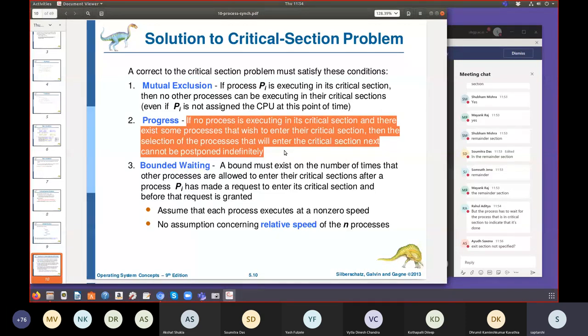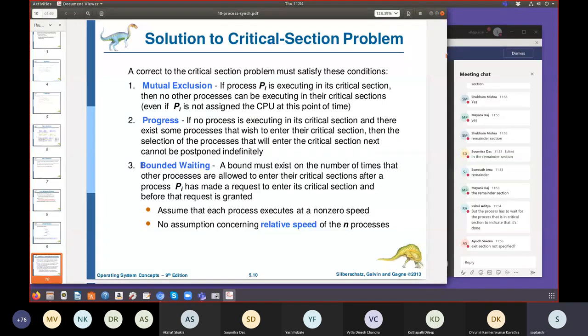While writing the code, the coder forgot to indicate that it is done with its critical section. Then this process is not in the critical section, but because it has not notified that it is done, others also cannot enter the critical section indefinitely. That is not a correct solution. So this is one situation where it can happen. Every process must indicate that it is done with executing the critical section.